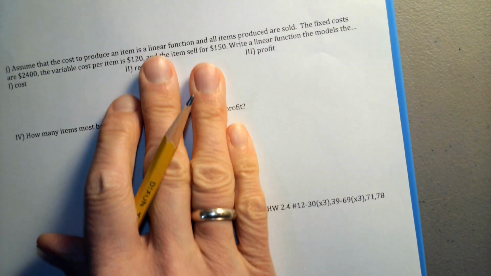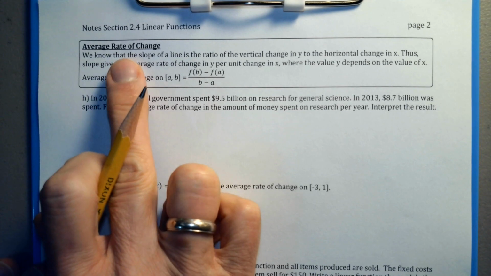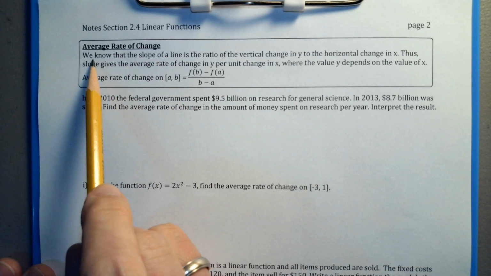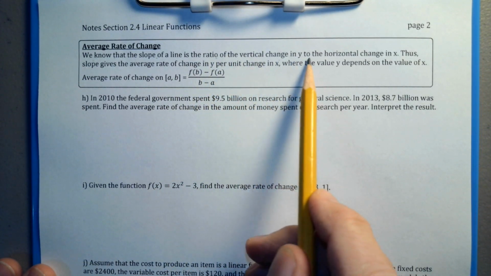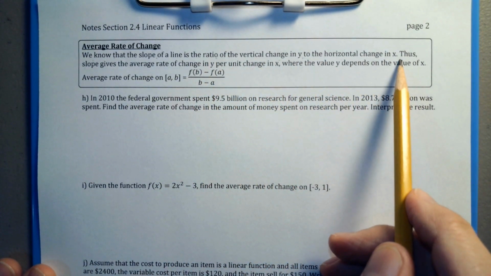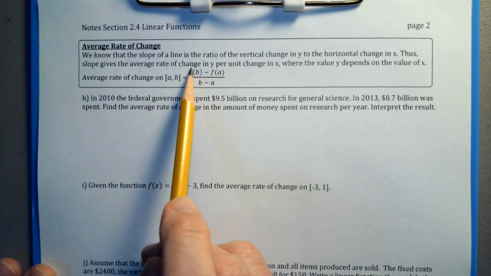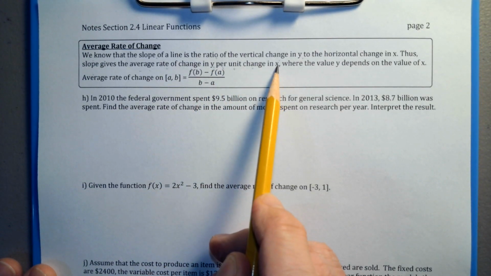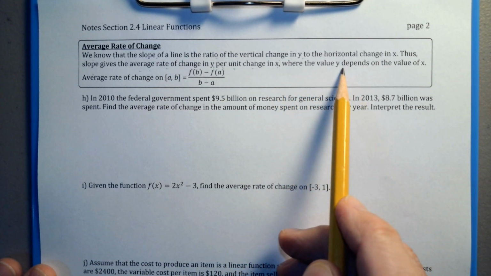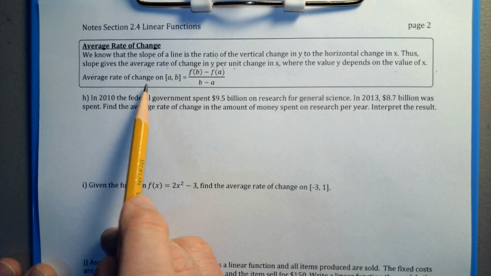All right, let's go on to page 2 then. On page 2, we're discussing using the idea of slope for something called average rate of change. So we know that the slope of a line is the ratio of the vertical change in y to the horizontal change in x. Thus, slope gives us an average rate of change in y per unit change in x, when the value of y depends on the value of x. All right, so average rate of change.